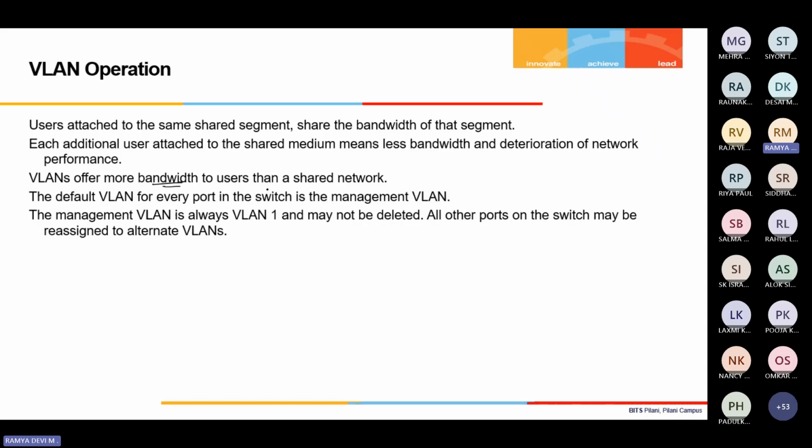Now the default management VLAN. By default, every switch port is mapped to a particular VLAN, the management VLAN. The management VLAN is always VLAN 1, which cannot be deleted. Ports can be reassigned to alternate VLANs based upon the network design, so logical separation will also be easy. Security and resource utilization, everything will be efficient in this case, right?